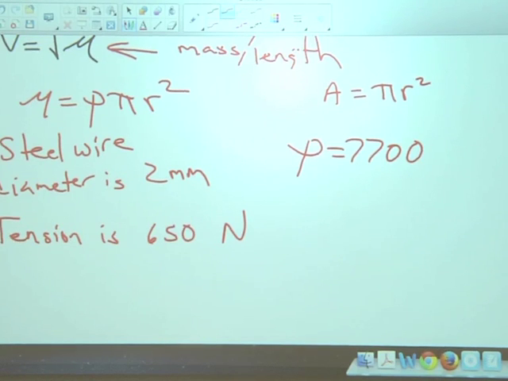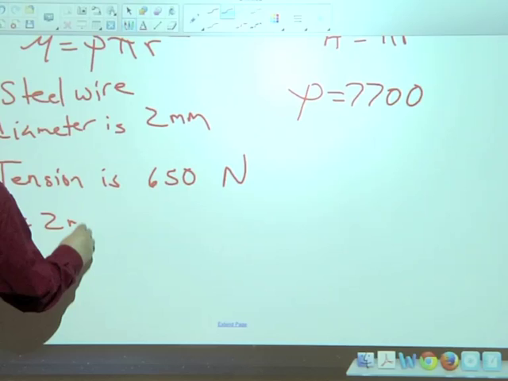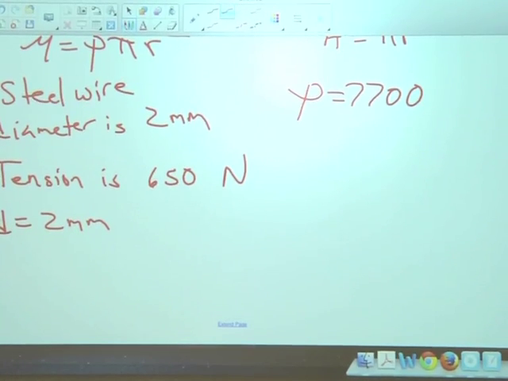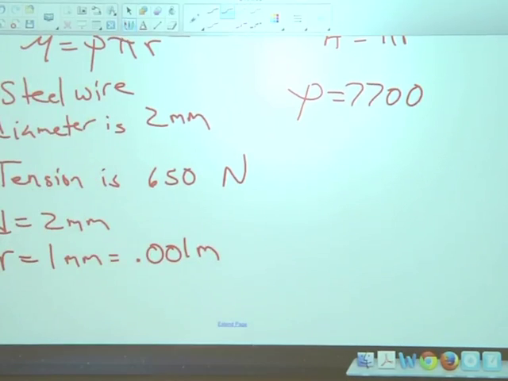First off, the diameter is 2 millimeters. If the diameter is 2 millimeters, what is the radius going to be? 1 millimeter, right? After all, the radius is half the diameter. Millimeters is not in the right units. 1 millimeter is how many meters? It's a 1,000th of a meter. Move it over 3 places. So this is going to be 0.001 meter. But again, you have to make sure everything's in the right units.